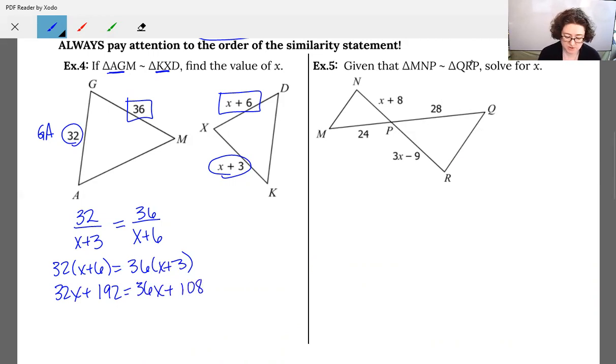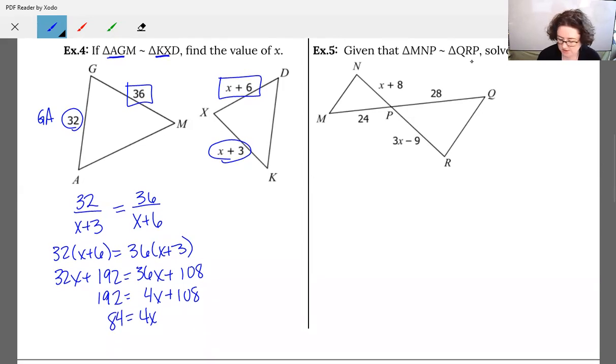Now combine your like terms. So I'm going to subtract the 32X from both sides. So that will give me 192 equals 4X plus 108. And then subtract 108 from both sides. So 192 minus 108 gives me 84. And it's okay that my X is on the right-hand side of the equation, whatever works. And so divide that out and I get 21. So X equals 21.